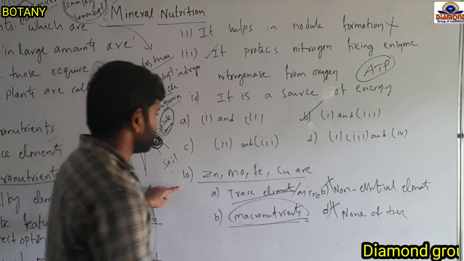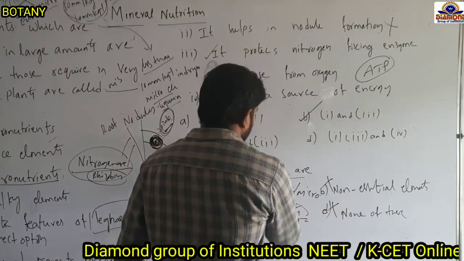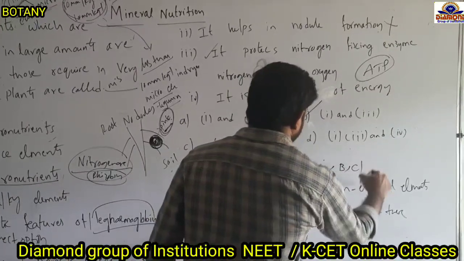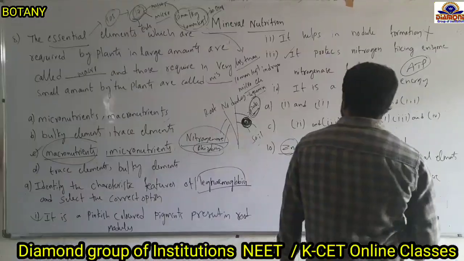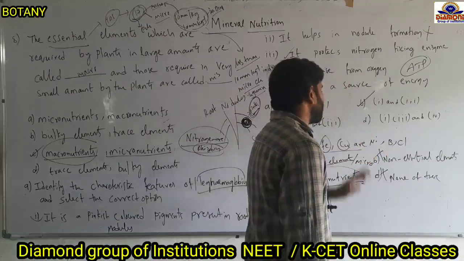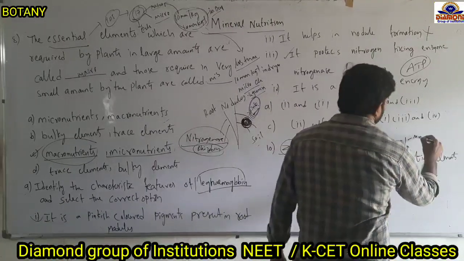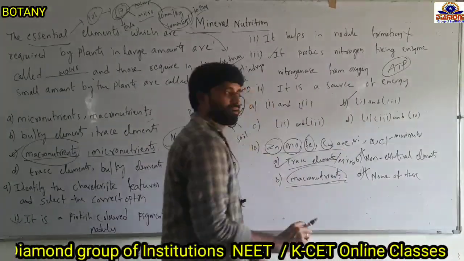So now here these are zinc, molybdenum, iron, copper, nickel, boron, chlorine. Zinc, molybdenum, iron, copper, chlorine, boron. These are the elements we call trace elements, also called micronutrients. So the answer is trace elements or micronutrients.